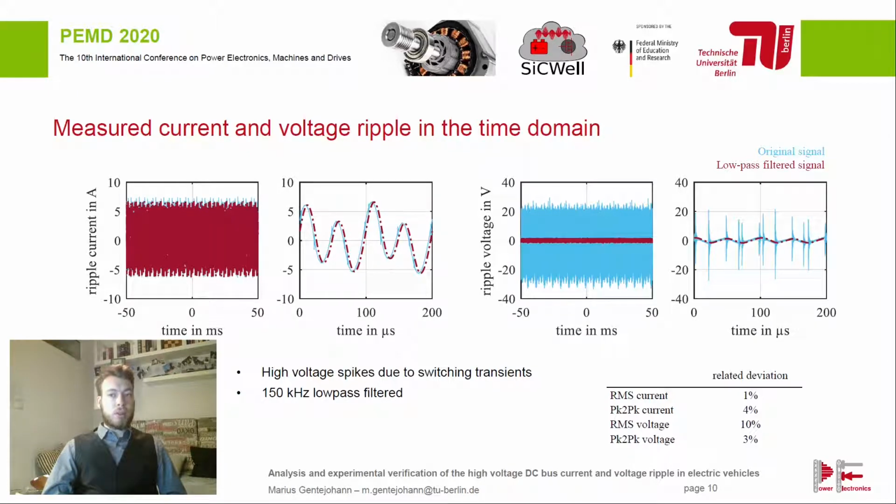To compare simulation and measurement, I selected two different criteria: the root mean square value of the ripple, which is important for thermal effects, and the peak-to-peak value, which stresses nonlinear effects such as an overcurrent. Model and simulation correspond very well, as the simulated RMS current ripple deviates only 1% from the measured ripple.